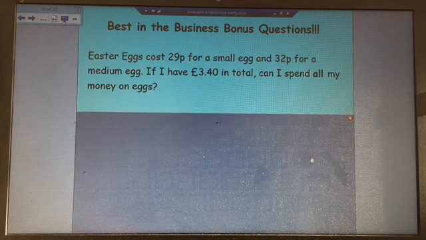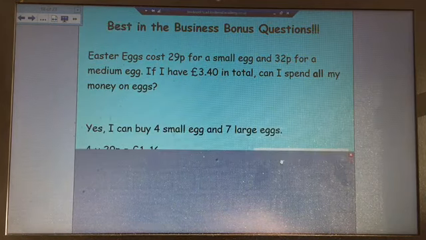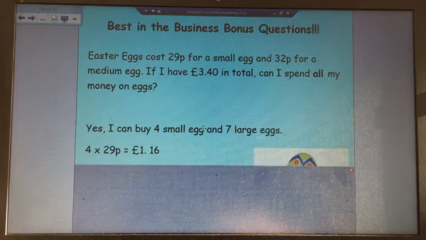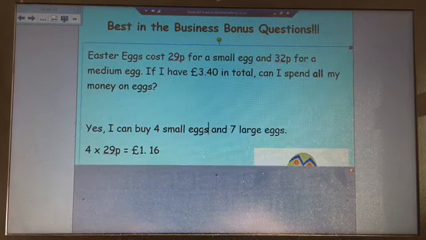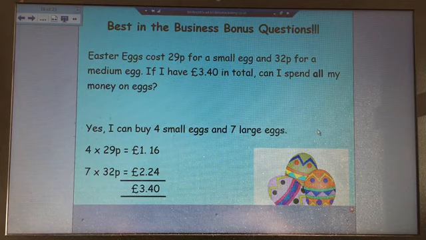So the money, when I say all, it's got to fit in with no change at all. So hopefully you've worked out that yes, you can. If you buy 4 small eggs, and 7 large eggs, it adds up to £3.40, because 4 times 29p is £1.16, 7 times 32p equals £2.24. Add them together to make £3.40.